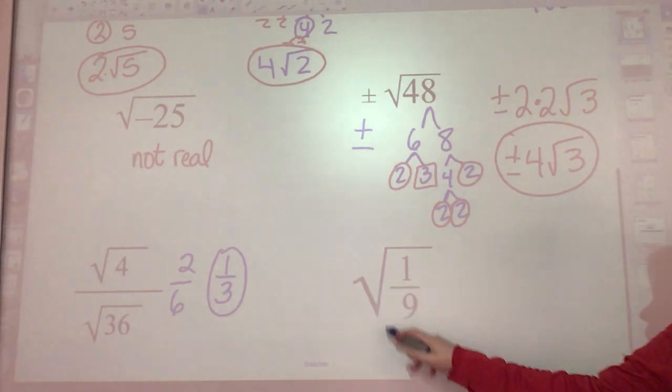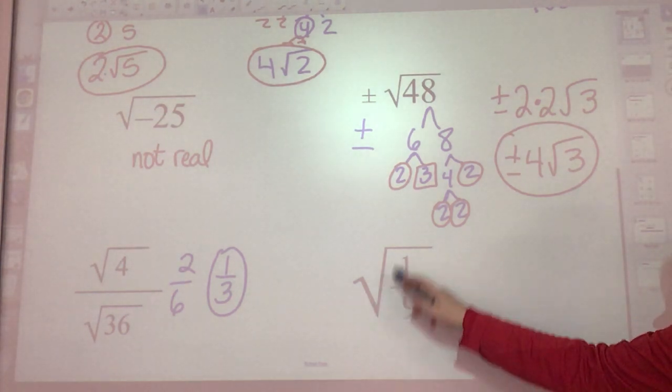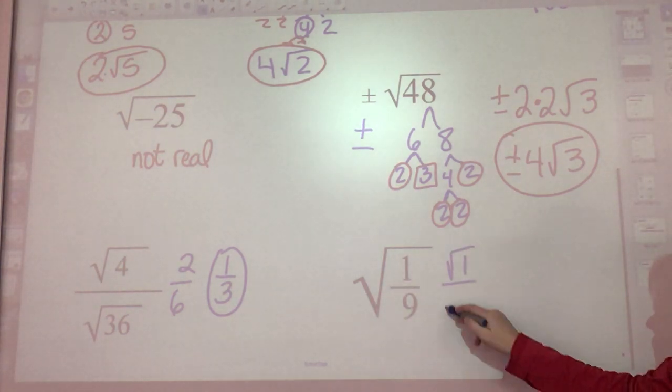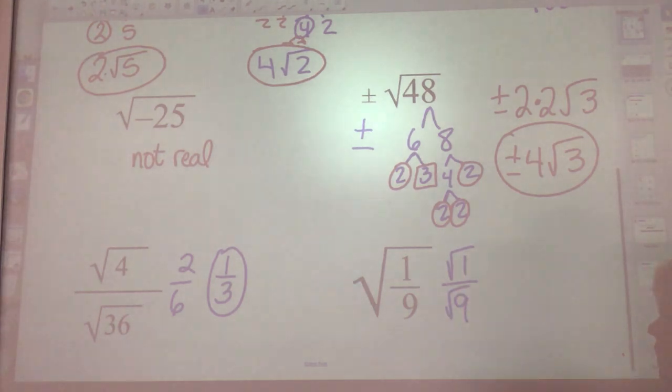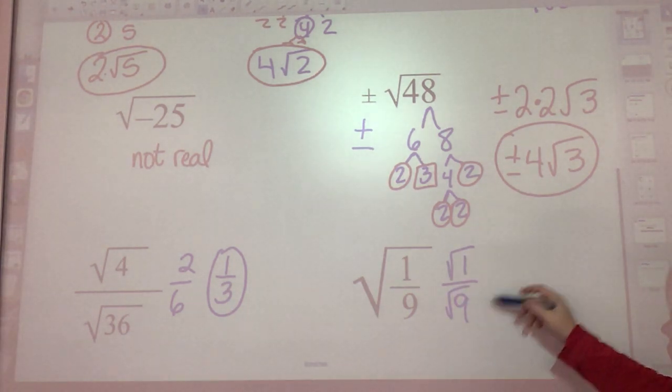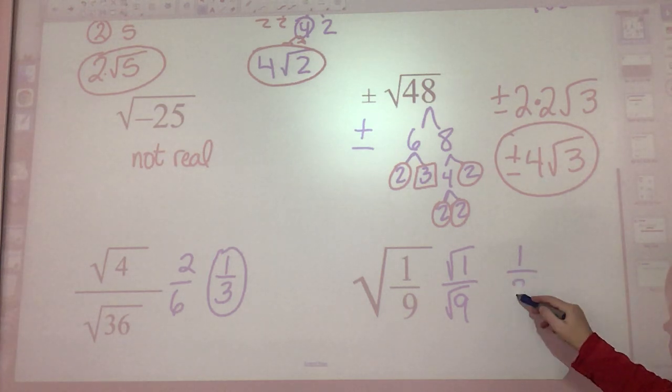If it's written as one large number, one large square root, you are allowed to split it up into each of its own divisors. Square root of 1 over square root of 9. The square root of 1 is 1. The square root of 9 is 3.